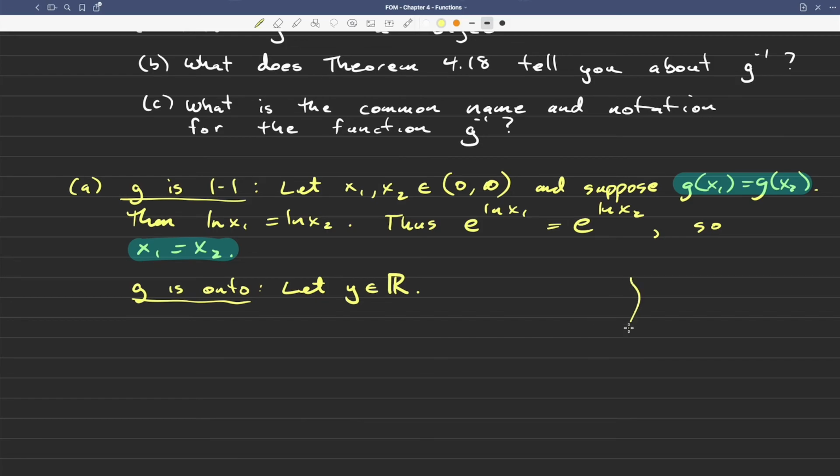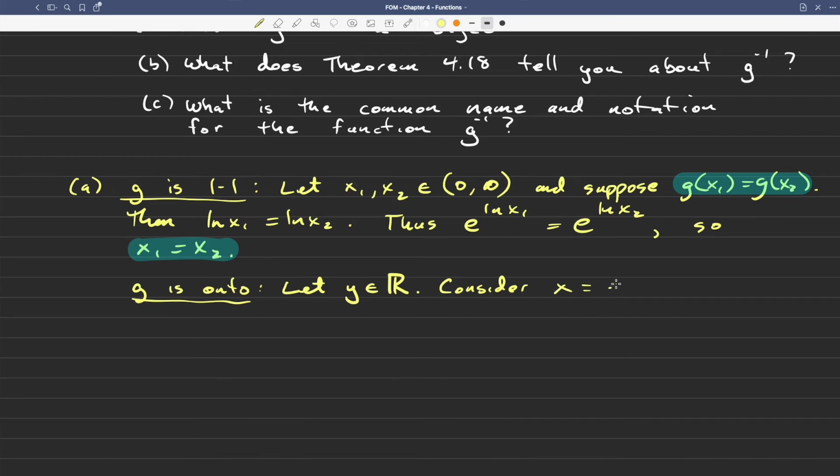So a little scratch work over here. If you want y equal to natural log of x, what would x have to be? Well, if you exponentiate both sides, you'd get e to the y has to be x. So that's the x that I need right there. So I'll say, consider, let me erase my scratch work now.